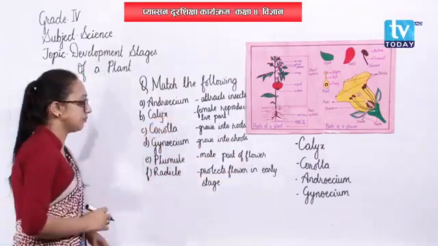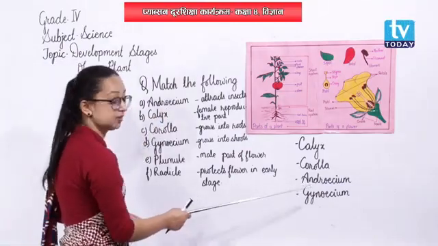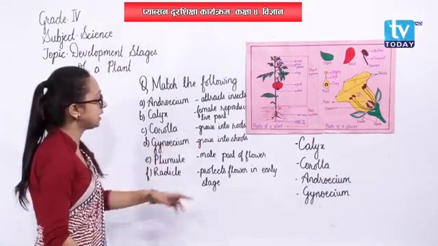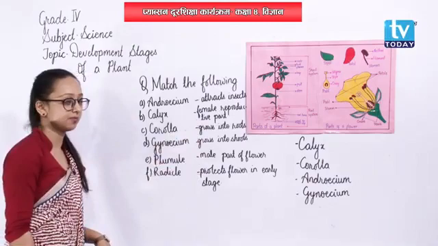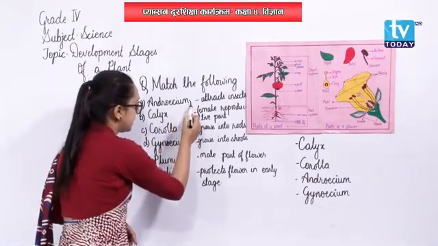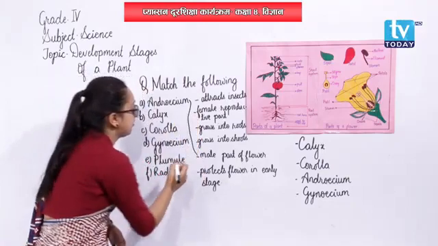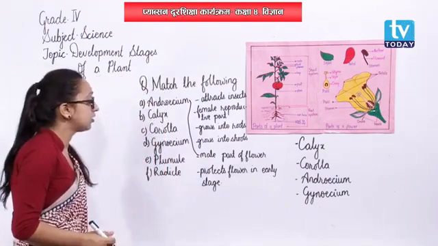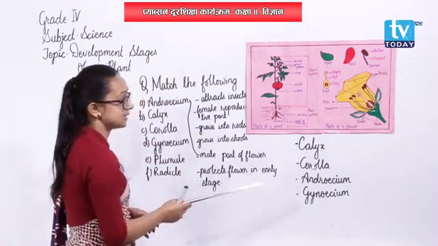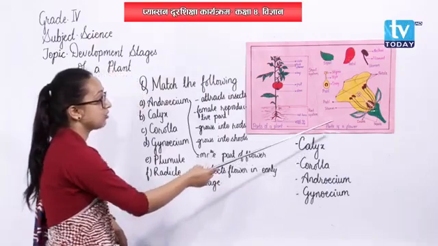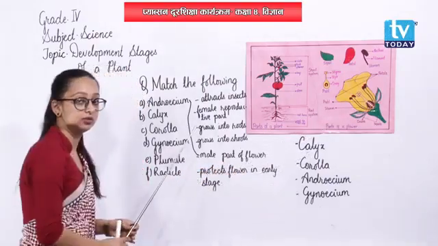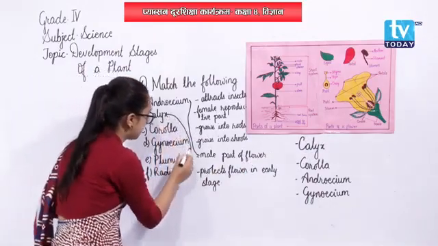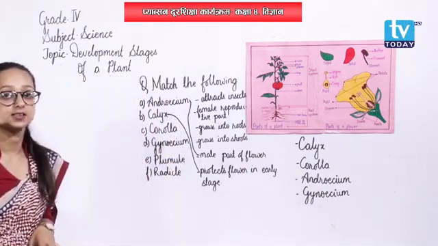Now androecium, we had discussed it here, right? What is androecium? Is it the female reproductive part or the male part of a flower? Androecium is the male reproductive part of a flower. In a similar way, calyx, the first part that we had discussed. Since calyx is the outermost covering, what does it do? It protects the flower, isn't it? That means calyx protects the flower in early stage.